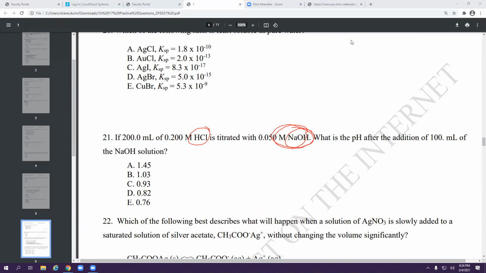Strong base. Hey, I'm adding a strong acid to a strong base. What formula can I use? M1V1 equals M2V2. Because I'm adding a strong acid to a strong base, they're both monoprotic, right? So I can do this. I'm going to make sure I do this correctly. You can keep the things the same. It's not going to affect anything.